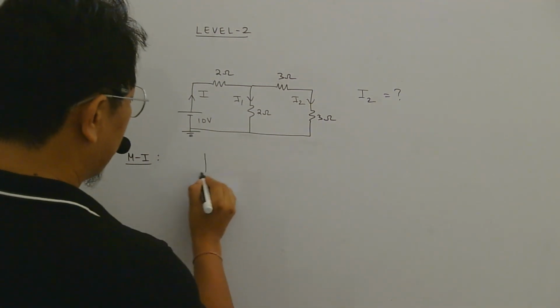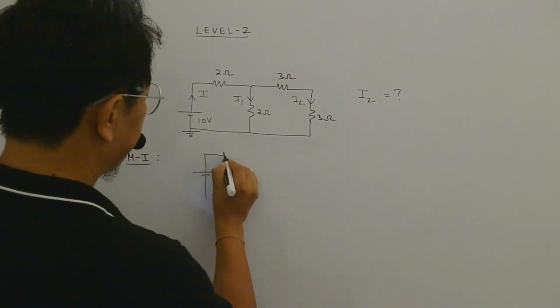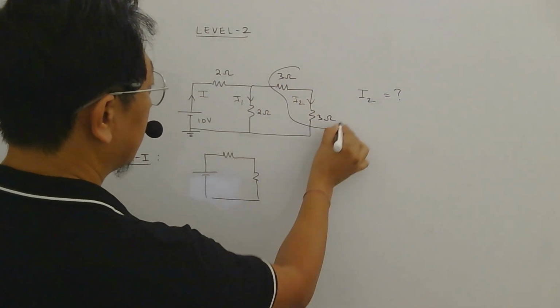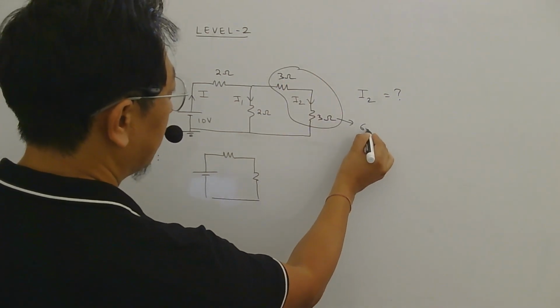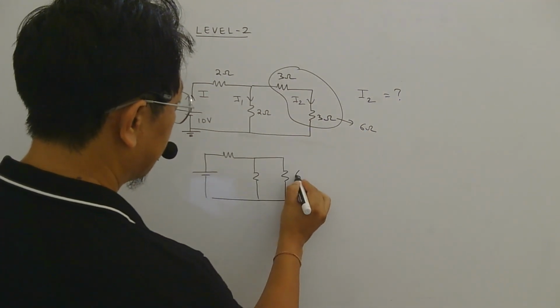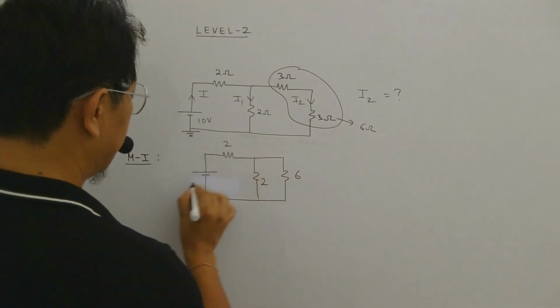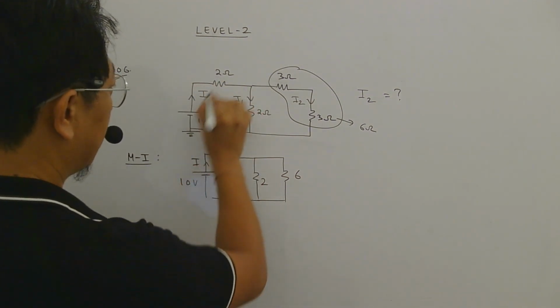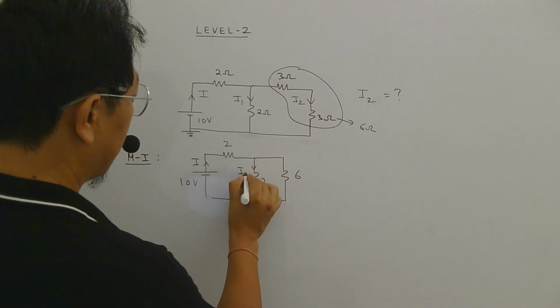So now if I redraw this circuit, this 3 and this 3 are in series, so equivalent will be 6 ohm. So this will be 6, this will be 2, this will be 2, this is 10 volt. Current I was going and that I divided here I1 and I2.